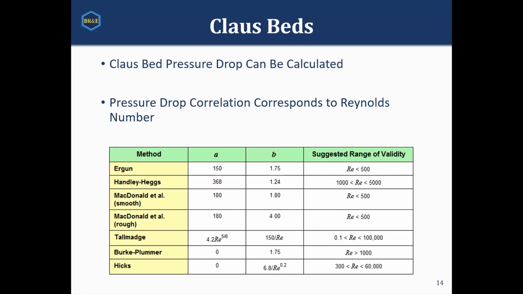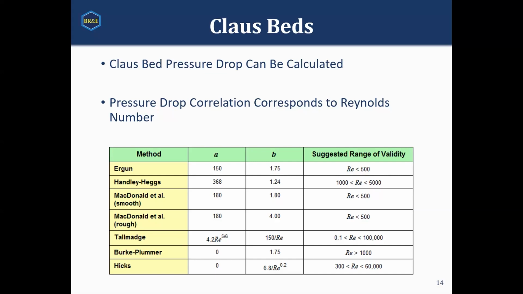Based off of bed information, like its diameter, length, void fraction, things we'll talk about in just a second, ProMax can go ahead and make pressure drop specifications for you. The pressure drop calculations are made off of some correlations that are available for these single phase beds. And the pressure drop correlation, like I said, there are many to choose from, but they do correspond to the Reynolds number that is calculated.